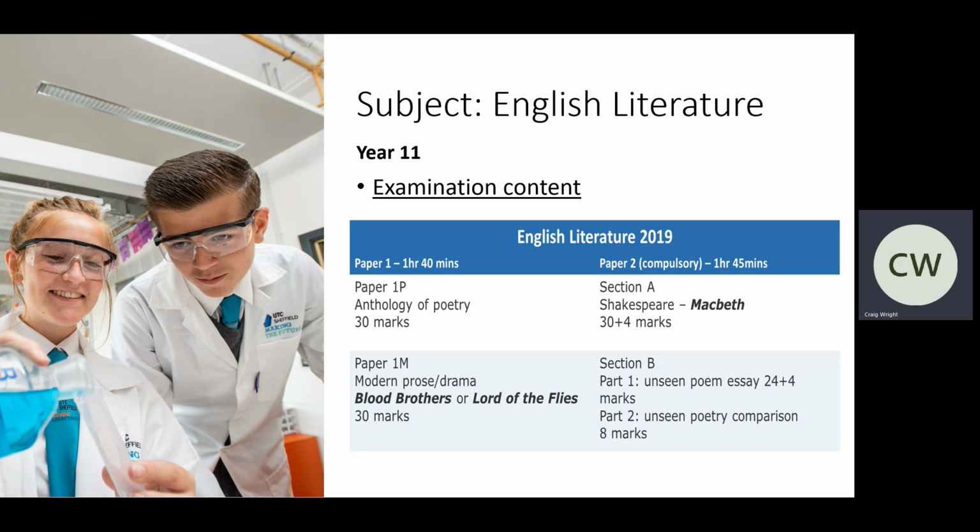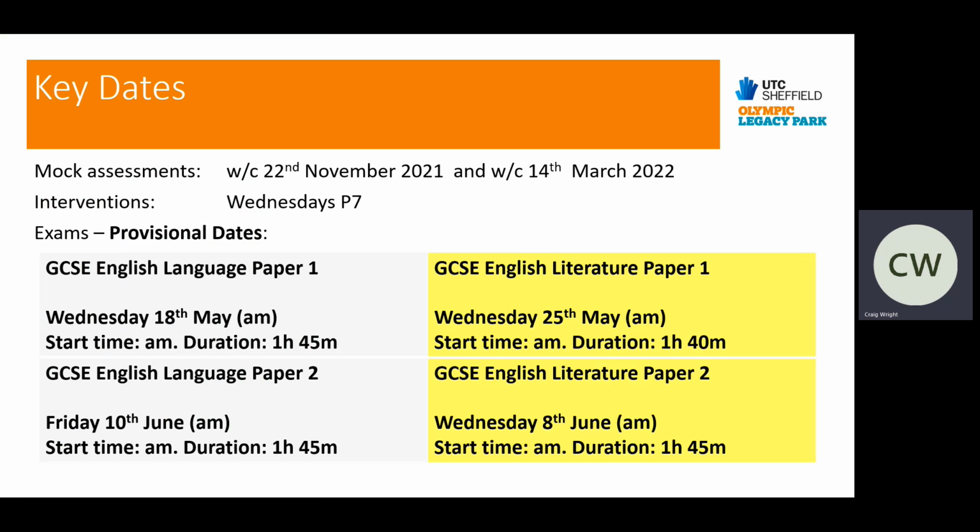So those are the 4 exams overall for English language and English literature. In terms of key dates, there'll be mock assessments in the week commencing the 22nd of November for Year 11. That will be the grey block on the left. It will be an English language paper 1 in full. We've done those in class.